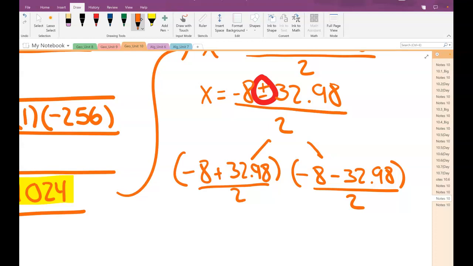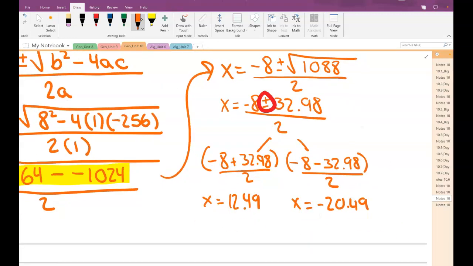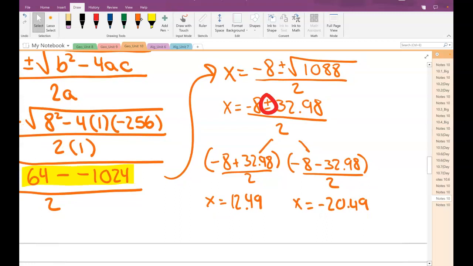So we take negative 8 plus 32.98 and split it in half, so divide by 2. One of our answers, x, could be 12.49. The other one, we take negative 8 minus 32.98, then split it in half. We get x is equal to negative 20.49. So we have two answers, and the question is, which one do we choose?